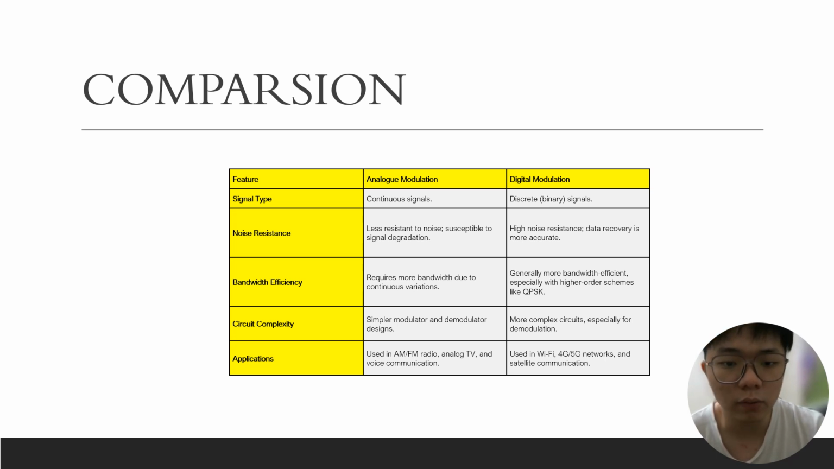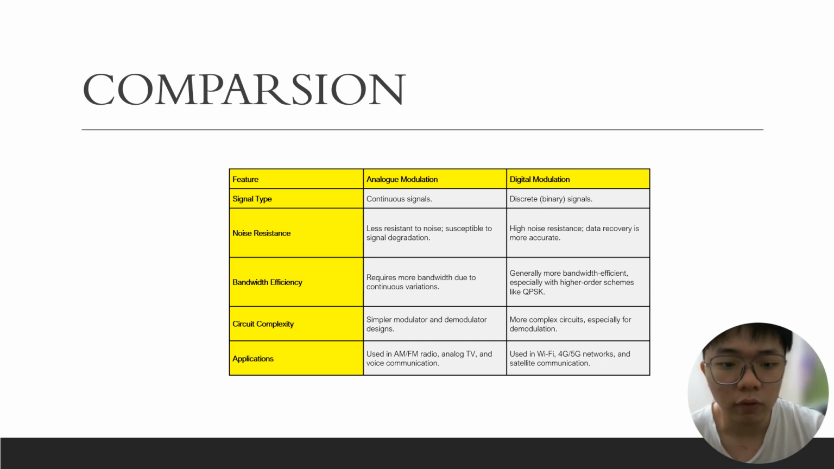Next is bandwidth efficiency. Analog modulation requires more bandwidth due to continuous variation. Digital modulation is generally more bandwidth efficient, especially with higher order schemes like QPSK. Next is circuit complexity. For analog modulation, modulation and demodulation are simpler. Digital modulation has more complex circuits, especially for demodulation.